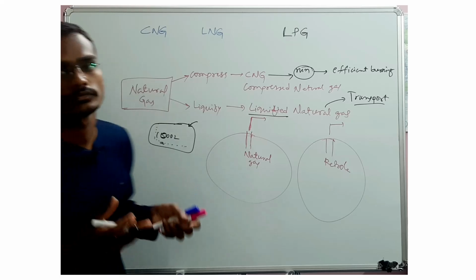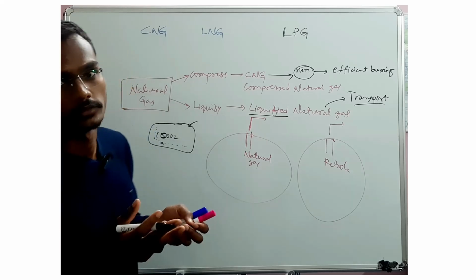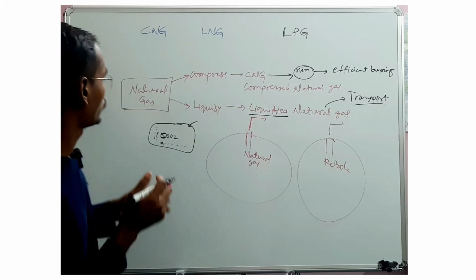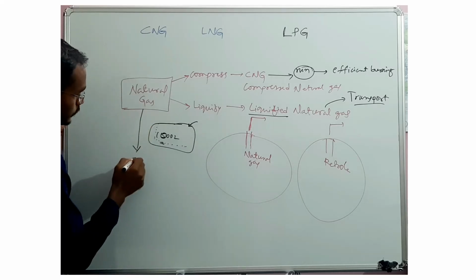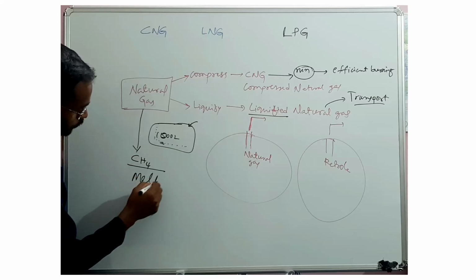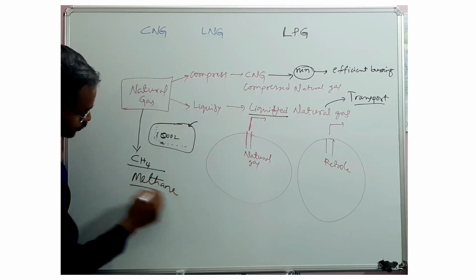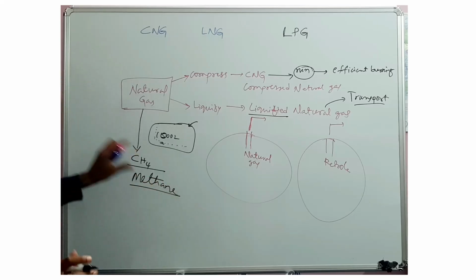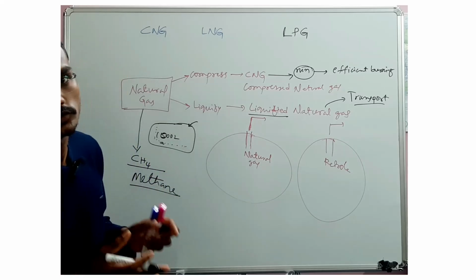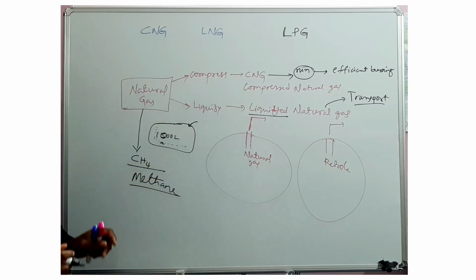Then, what's the composition of natural gas? This is the academic information we need to know. Natural gas is CH4. What does it mean? Methane. It is all about methane. Almost 90% of natural gas is methane.